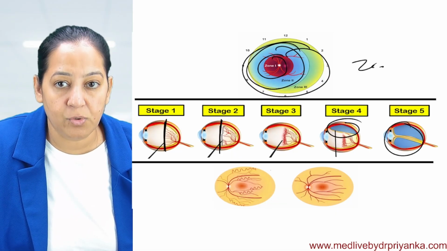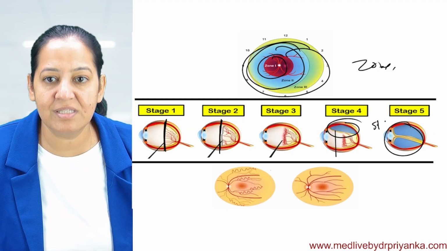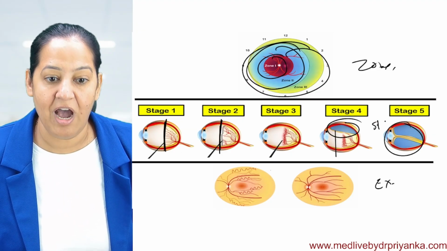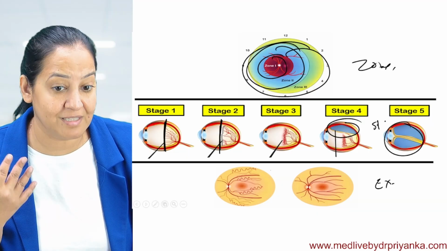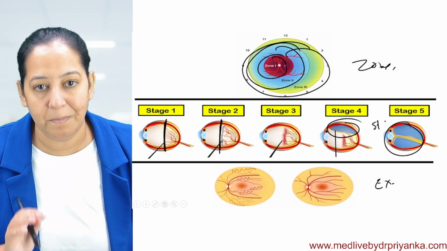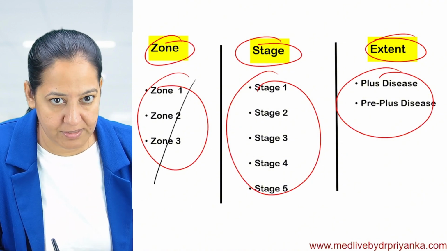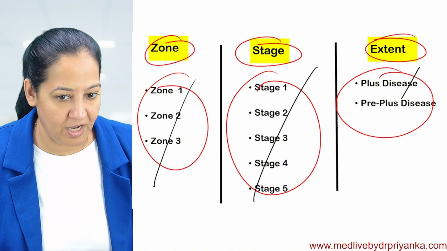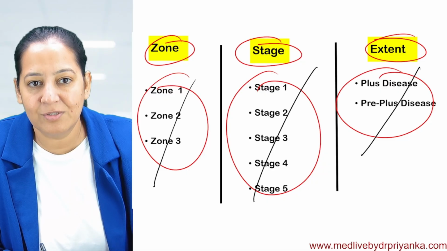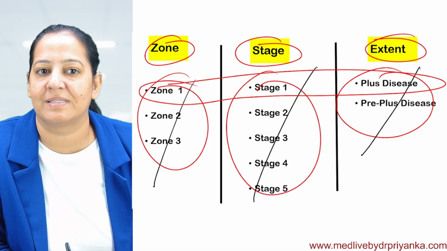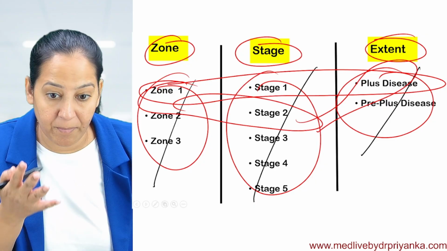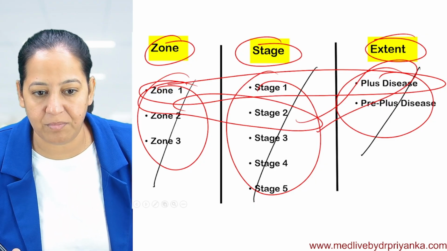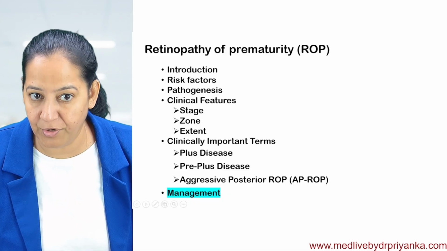So please see the zones, please see the stages, and please see the extent. How many combinations can you make out of these? I will tell you the multiple combinations. I will discuss 12 combinations in management. Please understand first. I hope you got the zone. I hope you got the stage. I hope you got the disease. Now it can be zone 1, stage 1 plus. It can be zone 1 but stage 2 but plus. That's the combinations I'm making. This is what the combination means. I hope you are getting it.